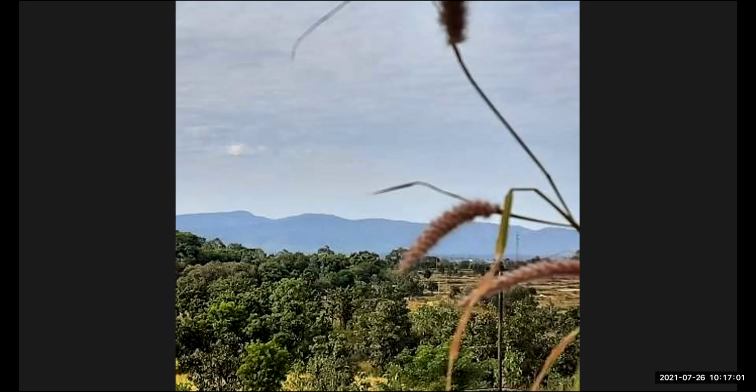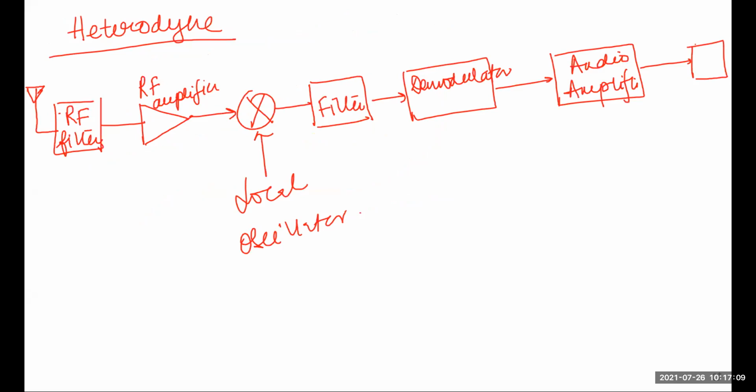Heterodyne, wait. The picture of the heterodyne is on the whiteboard. Okay ma'am, why do we use it? Why do we use heterodyne? We use it because there has to be a device where we can mix 2-3 frequencies together.